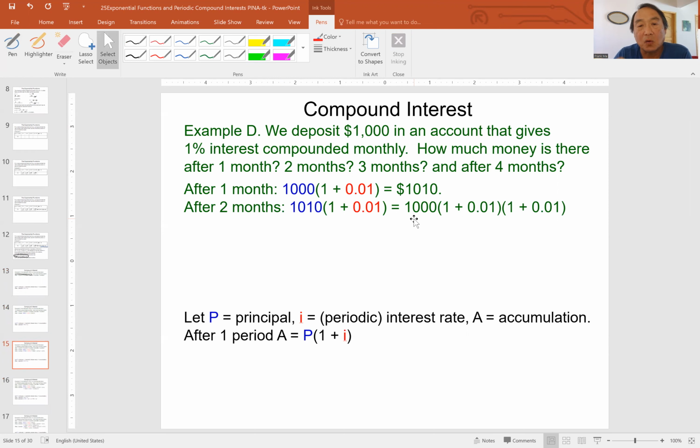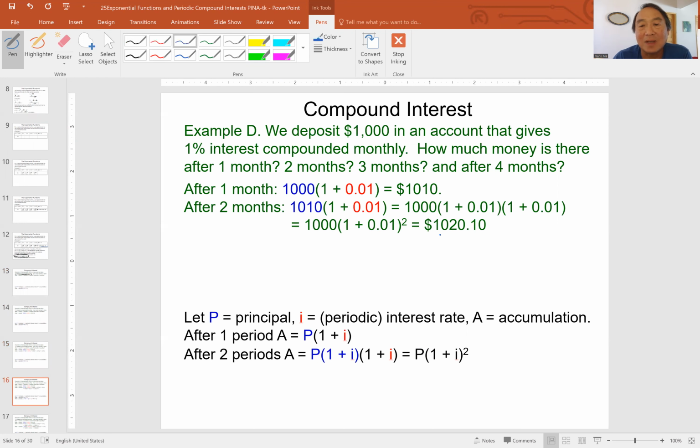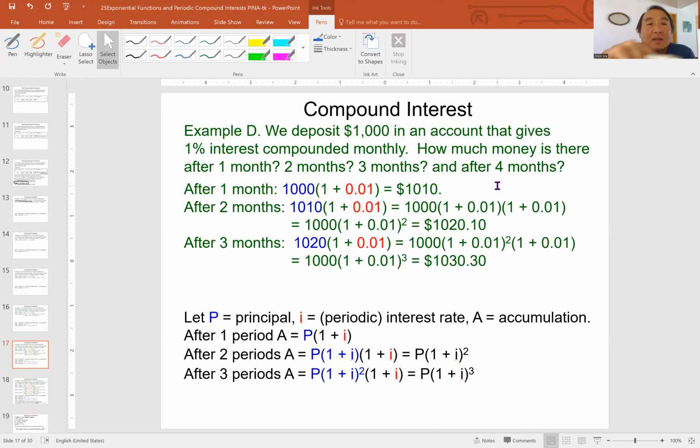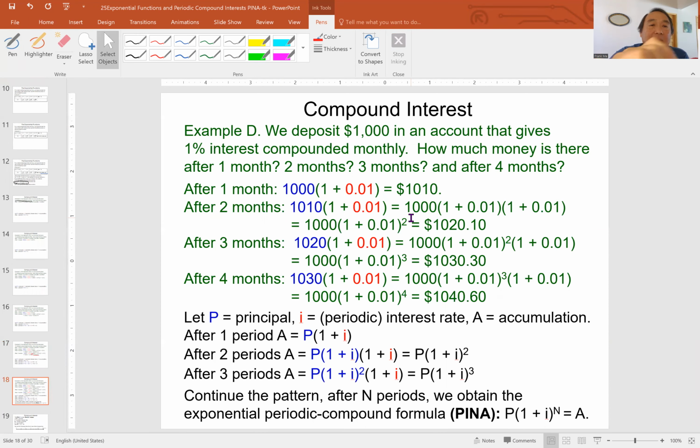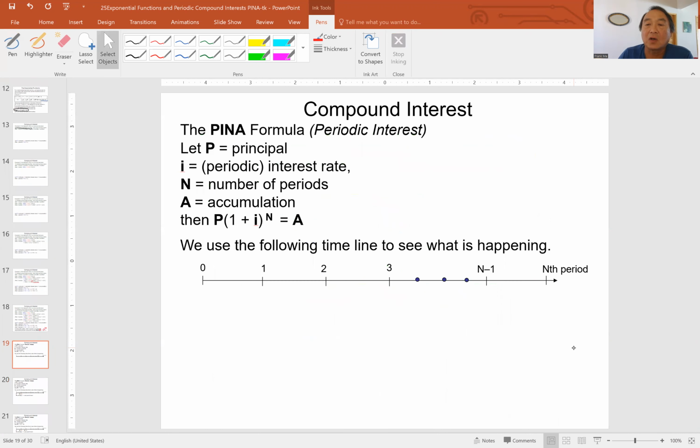But after 2 months, I multiply this number by another 1.01, and then accumulate more interest, now up to $1,020.10. Now, after 3 months, I find the pattern for finding how much the return is: I take the number and treat it as an exponent. And so we get this Pina formula. Therefore, it says after n periods, with principal P and i the periodic interest rate, this formula is what we call the Pina formula.